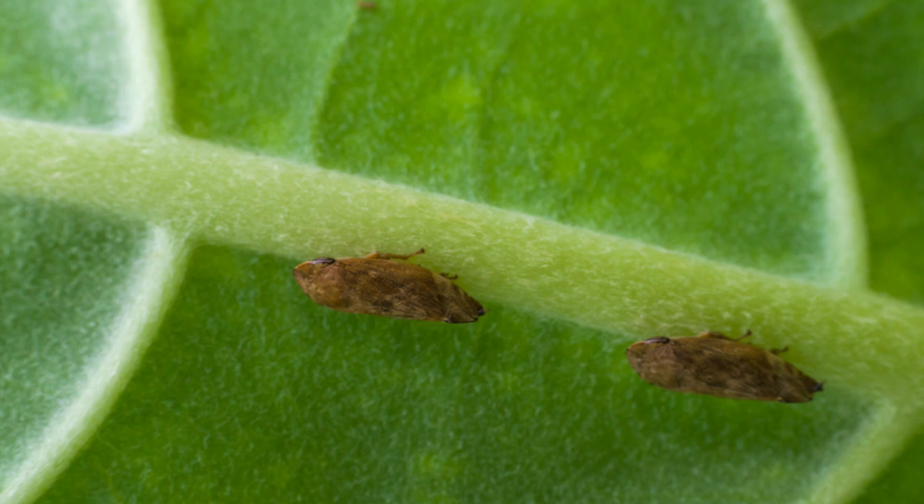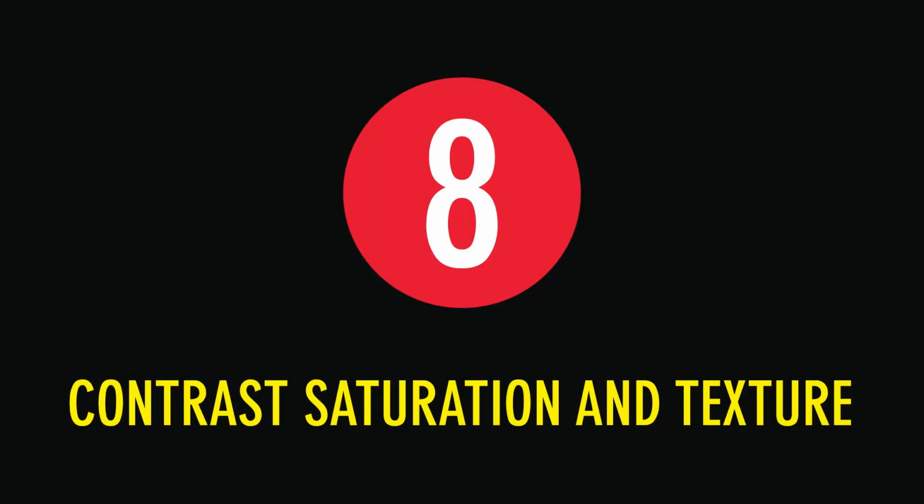Repeated color elements in your composition, like multiple flowers or insects with similar colors, create rhythm. It leads the viewer's eye across the frame like a melody made visual.